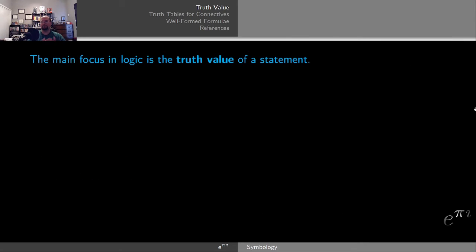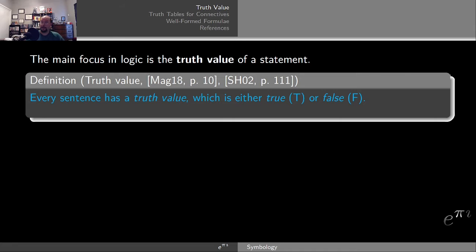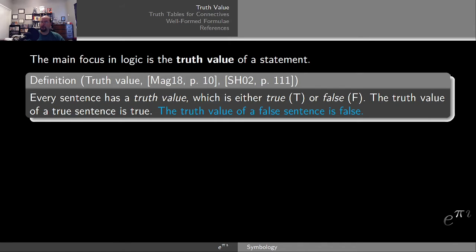As stated before, a main goal in logic is to create and critique arguments. Thus, a main focus in logic is the truth value of a statement, which we define here. Every sentence has a truth value. It's either true or false. Now, as you might imagine, the truth value of a true sentence is true, and the truth value of a false sentence is false. Now, this is where we will introduce a convention.